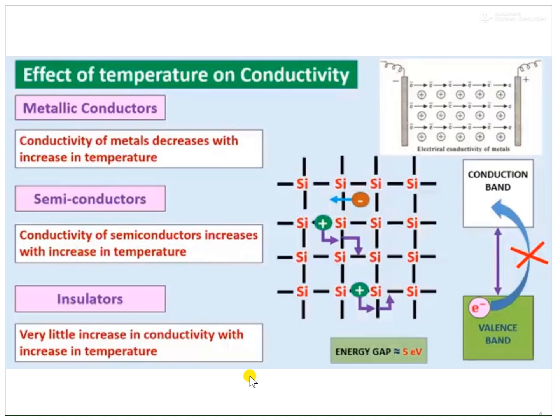In the case of semiconductors, conductivity increases if we increase the temperature, as we take the example of intrinsic semiconduction. Here you can see. And in the case of insulators, very little increase in conductivity may occur with an increase in temperature. Insulators otherwise cannot allow electricity to pass through them, but if we increase the temperature, then a little bit of increase in conductivity may occur.